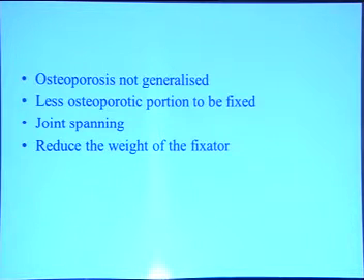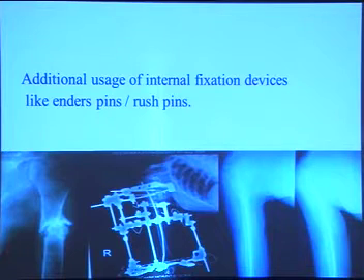The other thing is to reduce the weight of the fixator by means of composite or carbon fiber rings and titanium pins. That will reduce the load on the limb, because if the load is too much, there is a possibility of perifixator fractures. These perifixator fractures are common in severe osteoporosis in the femur. So reduce the load of the fixator, and composite hybrid fixation can be used.